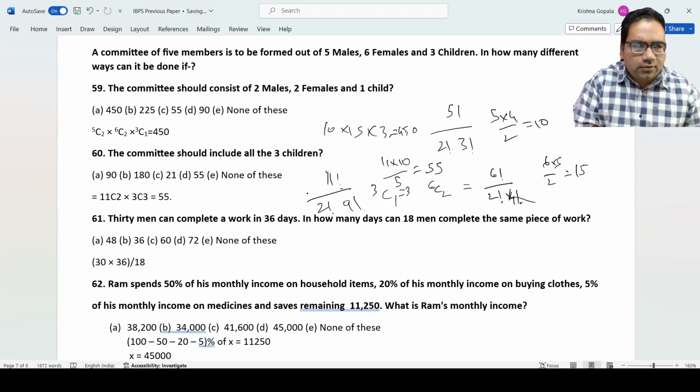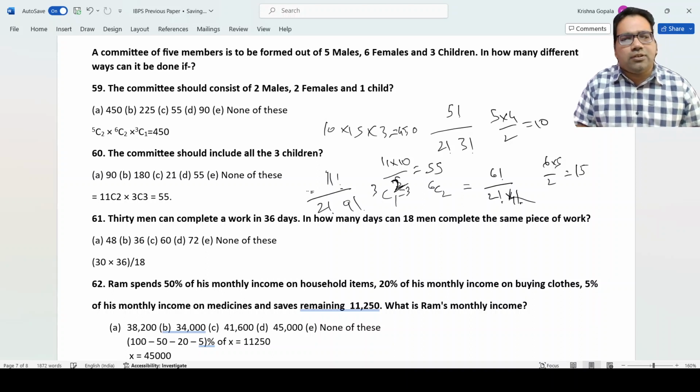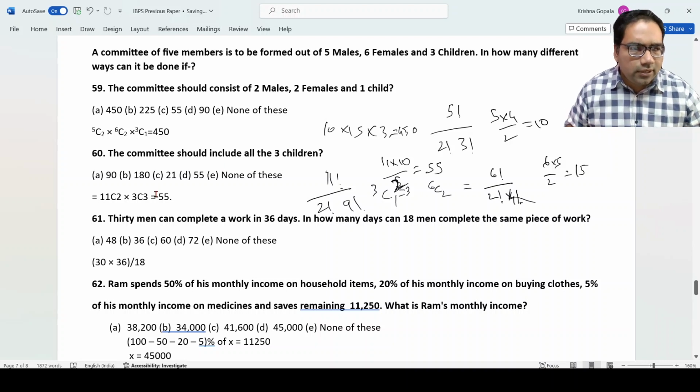That means 11 into 10 by 2 equals 55. Right? 3C3 is 1. 11C2 is equal to 55. Okay. It has to include all the three children.